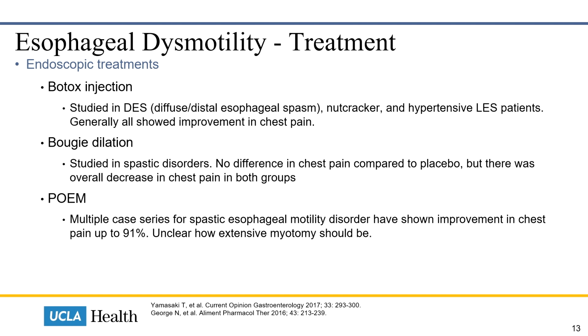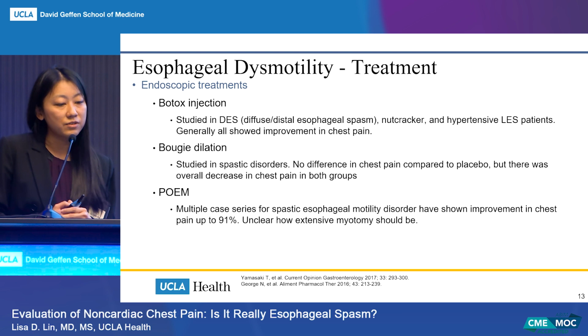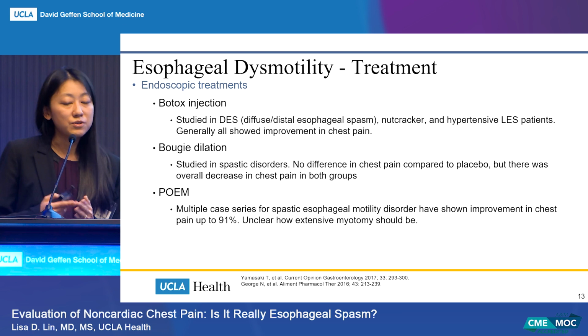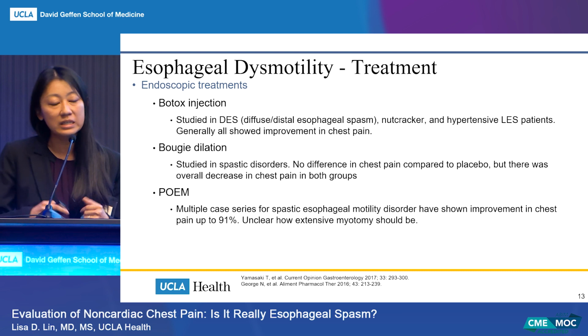POEM has been studied in multiple case series for spastic esophageal motility disorders and has shown improvement in chest pain in up to 91% of patients. I think the difficult thing with POEM is knowing how extensive the myotomy should be, how long that cut should be. Because for these spastic esophageal disorders, let's say distal esophageal spasm, jackhammer esophagus or hypercontractile esophagus, that spastic segment involves the entire esophageal smooth muscle. So if you cut the entire esophageal smooth muscle, you're essentially converting them from one major motility disorder to another major motility disorder, which is absent contractility. So it's just something to be thoughtful and careful about.